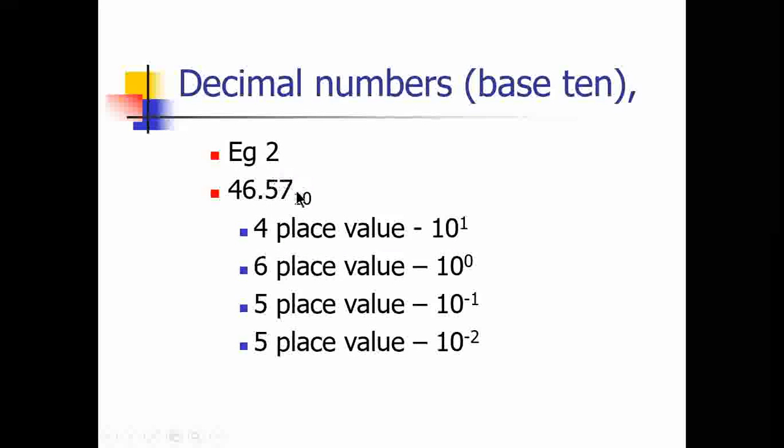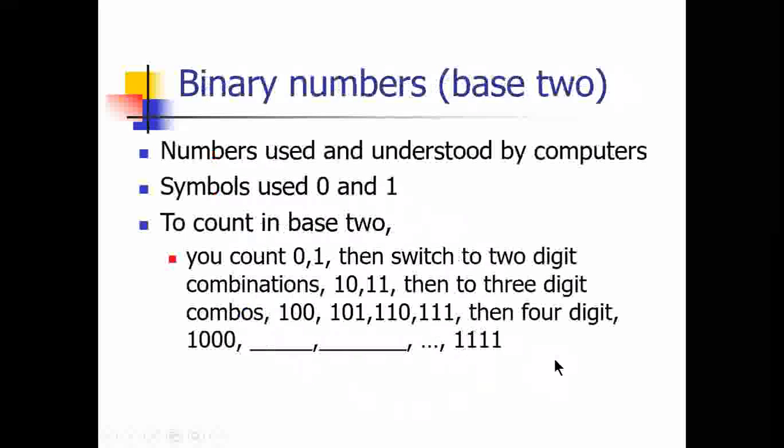But on the fractional part, 0.57, the place value starts from negative 1 going down. So 5 will be negative 1 and 7 will be negative 2, as you can see from these place values.